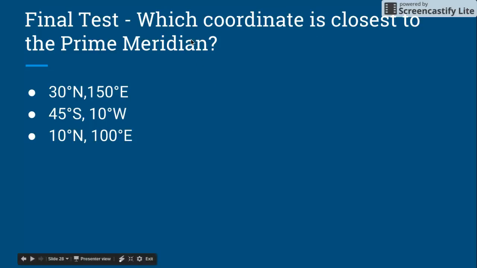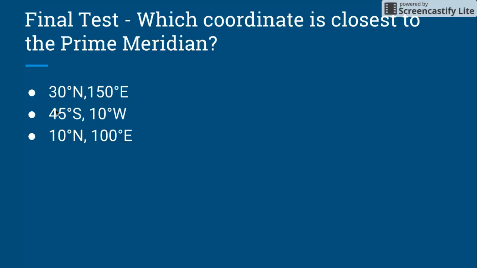Similar question, except now we're looking at the prime meridian. Which coordinates closest to the prime meridian? Well, prime meridian is a longitude number. Our longitude numbers are the second numbers, 150 east, 10 west, 100 east. So you don't even need to look at these first ones. We're just looking at the second term in the coordinate. The one that's closest to 0 degrees longitude is the lowest number, which would be 45 degrees south and 10 degrees west. That is the coordinate that's closest to the prime meridian.